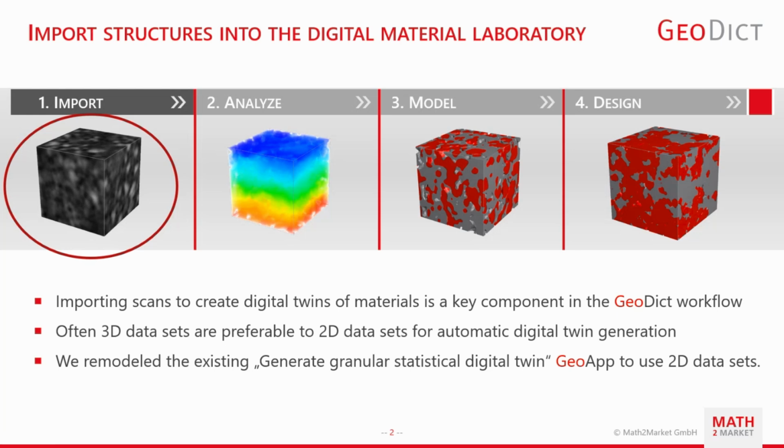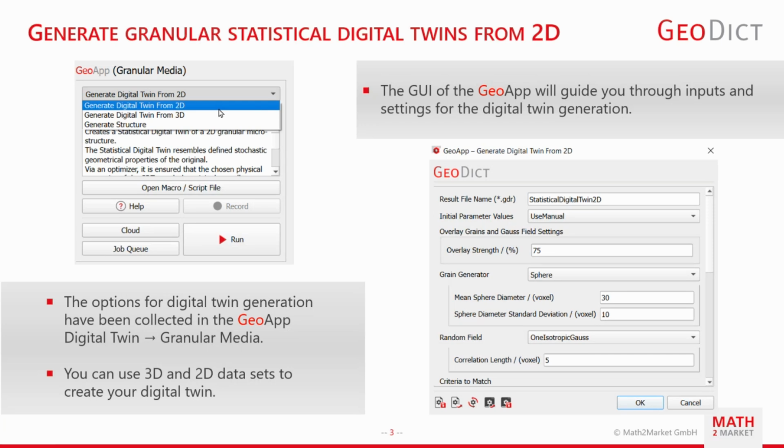So far, experienced users were or are able to deduce the structural features and create the digital twins by hand if you only got a 2D structure to begin with. For automatized usage, we remodeled our GeoApp to also work with 2D data sets. The GeoApp is called Generate Granular Statistical Digital Twins. And you can see here that you can easily pick now to choose the 2D data sets.